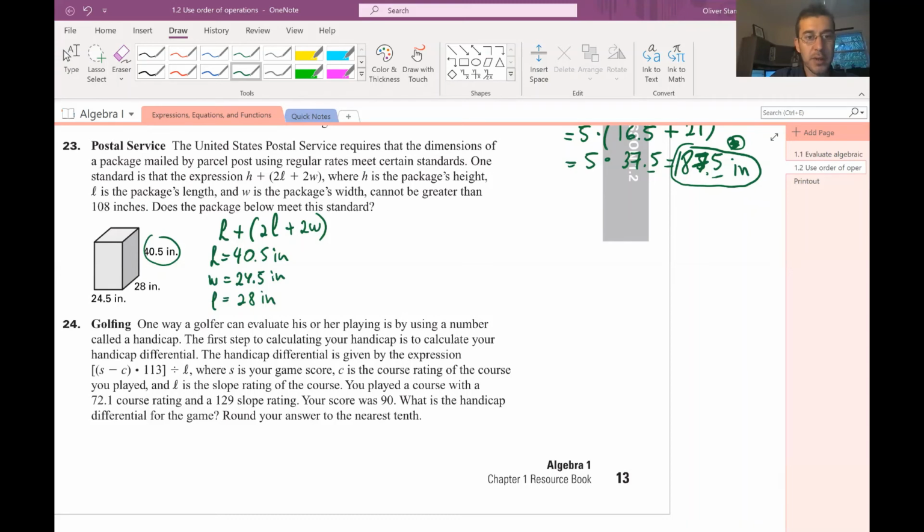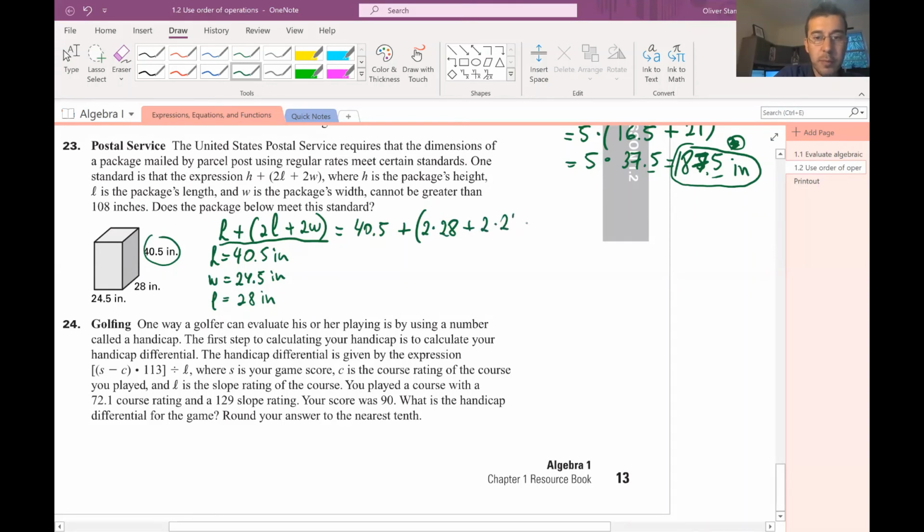So what it's saying is that this expression here cannot be greater than 108 inches. So it should not be greater than 108. So let's see if it's greater or not. So we do substitution. H is 40.5 plus 2 times L, which is 28, plus 2 times W, which is 24.5. So 40.5 plus 2 times 28 is 56, plus 2 times 24.5 is 49.